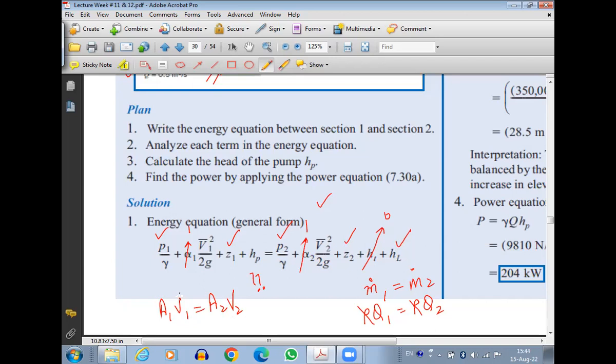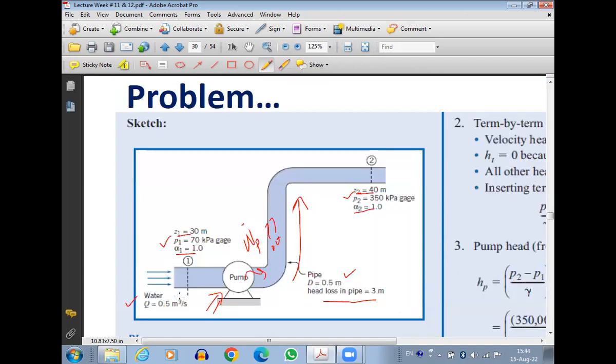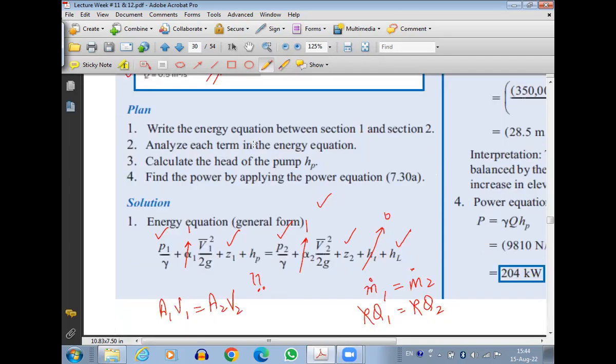Now here, area is a cross-sectional area. At 1, the diameter is 0.5. At 2, the diameter is 0.5. So that means there is no change in the cross-sectional area throughout. So area 1 will be the same as area 2. If area 1 is the same as area 2, that means V1 should also be the same as V2. So we get this from the continuity equation, that V1 is equal to V2.